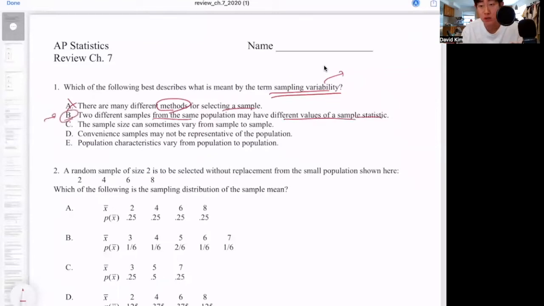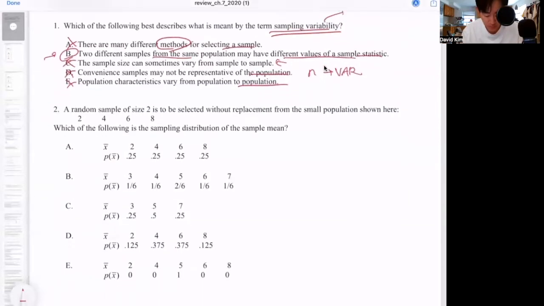So two different samples from the same population may have different values of sample statistics. This is actually the one that you want to go for. The sample size can sometimes vary from sample to sample? The sample size should always be the same amongst the samples. Otherwise, you should have different results because, as we have discussed, sample size n really hugely impacts the variability. Convenience samples may not be representative of the population, and population characteristics vary from population to population. These really don't have anything to do with sampling variability because they're talking about populations here. So the correct answer here should be B.